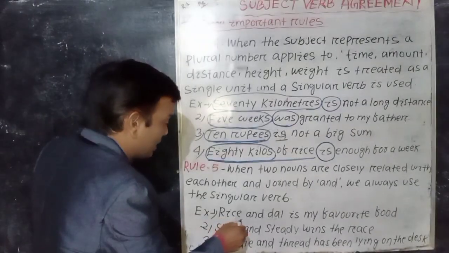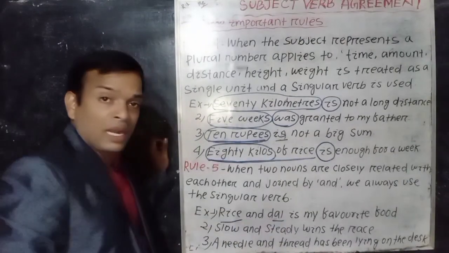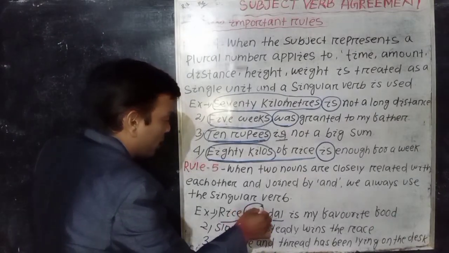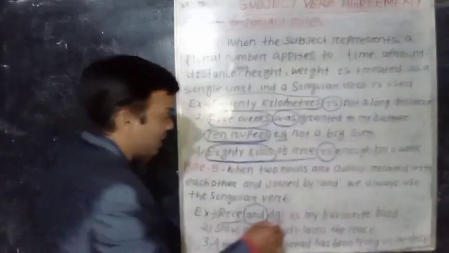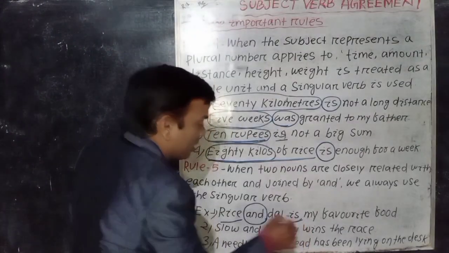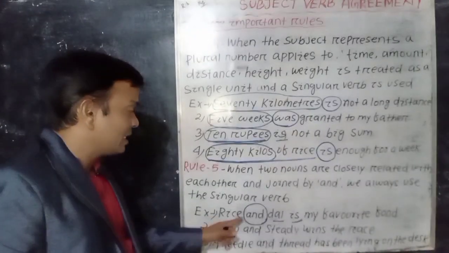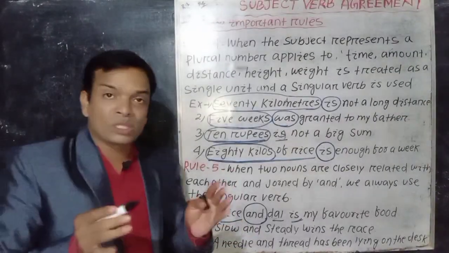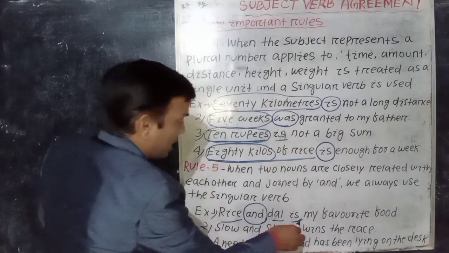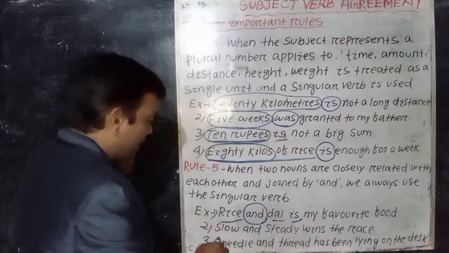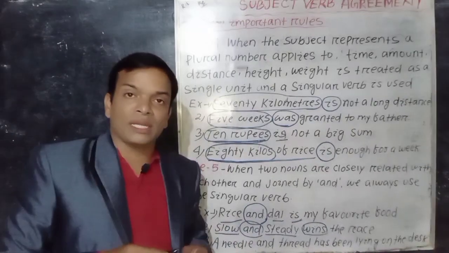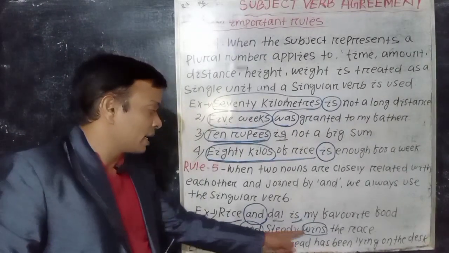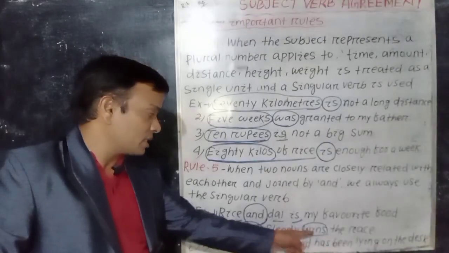See, rice is one noun, then dal is another noun, and we have joined them with the coordinating conjunction and. And here see the verb is singular, that is is. Why? Because rice and dal are treated as a whole, they are closely related with each other, so they take the singular verb is. Like this, see, slow and steady wins the race. Slow and steady are closely related with each other, so they take a singular verb, that is wins.